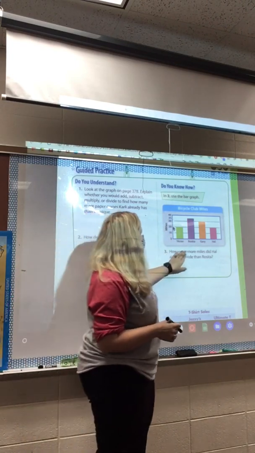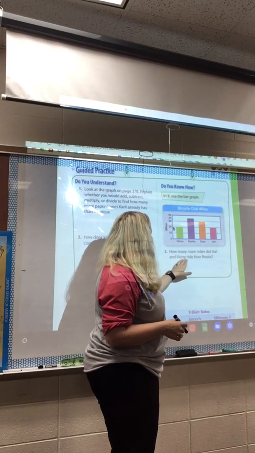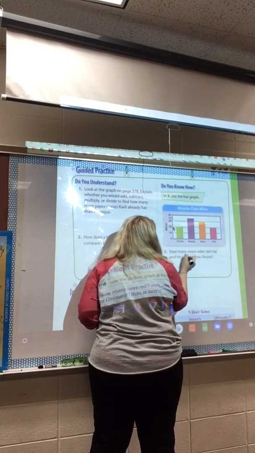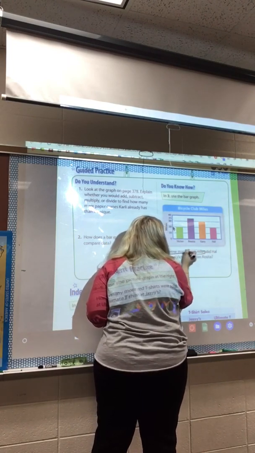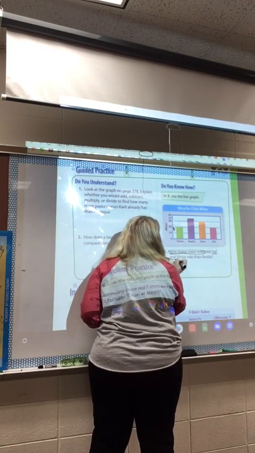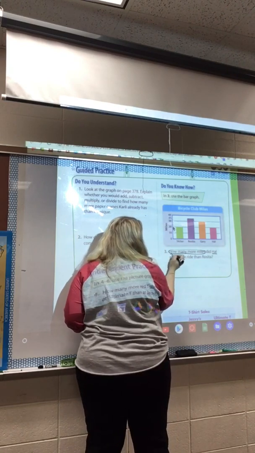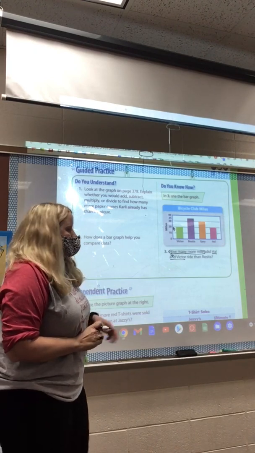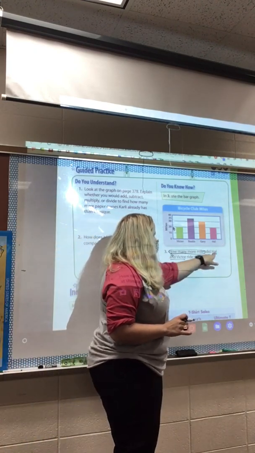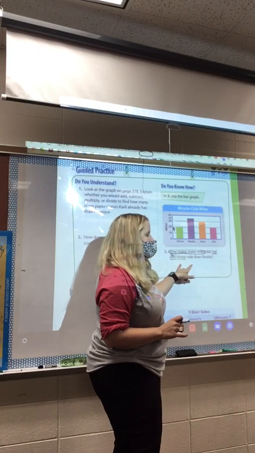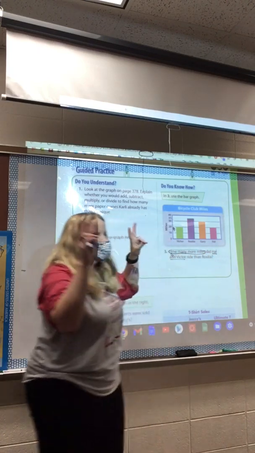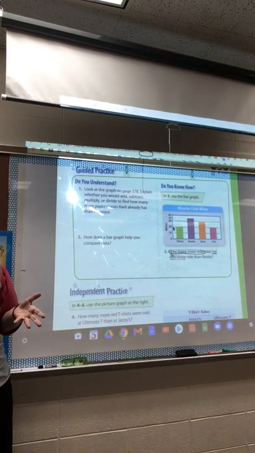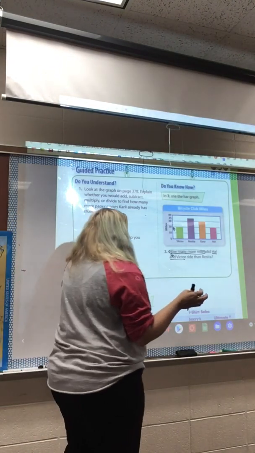It says, how many more miles did Hal and Victor ride than Rosita? So it wants to know how many more miles. And then look, I have Hal and Victor. So when I have that and sign, remember, I'm probably going to have to add those together, right? Because we were kind of struggling at the beginning of the week when we had questions like this, because we weren't wanting to add first. That's like the secret question, right? Because it doesn't have a question mark, but we have to solve it before we can solve the actual question.